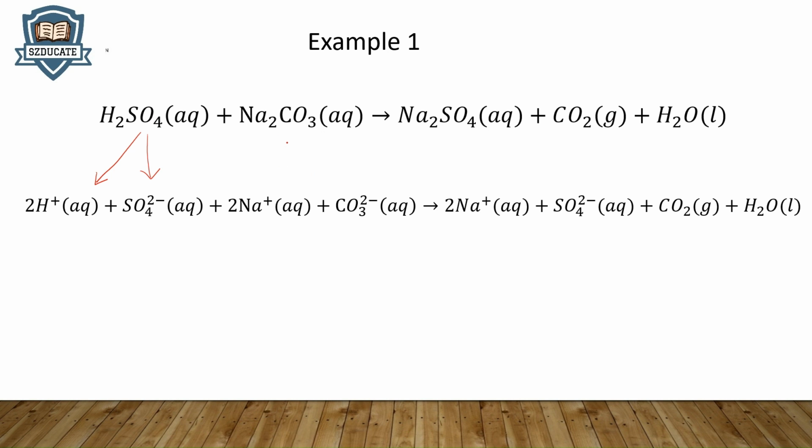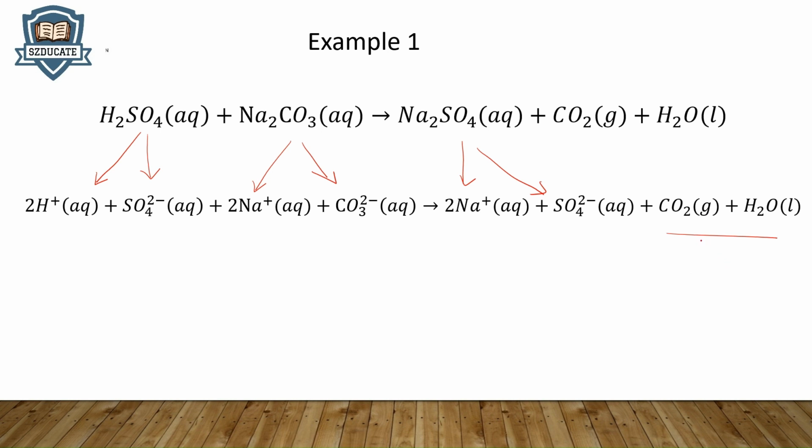Na2CO3 we also need to split, so I have split this accordingly. On the other end, on the product side, Na2SO4, same thing, is (aq), so we need to split. So we have Na+ and SO4 2-. CO2 and H2O are covalent compounds, and we leave them as they are.